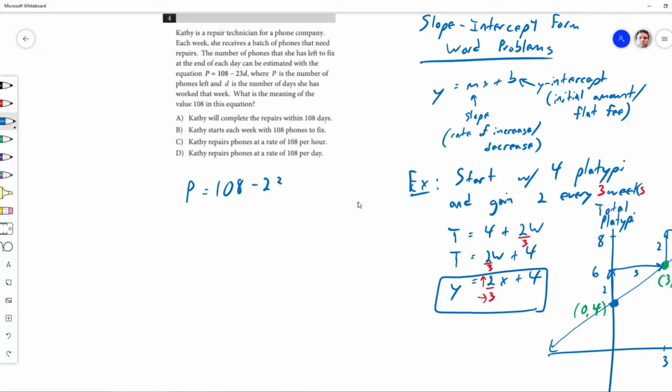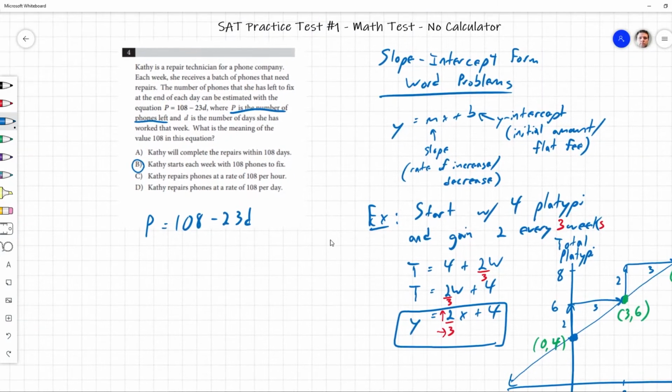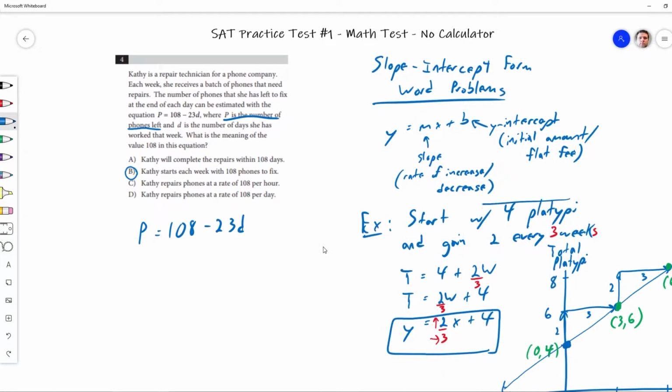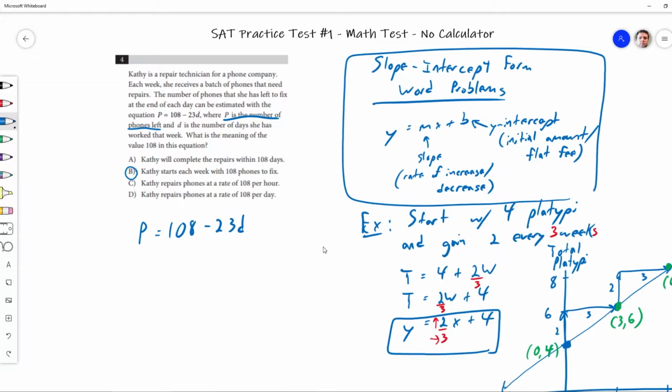Most people look at this problem commonsensically. They're like, okay, P means the number of phones left. And then you notice that the first number is 108. So, like, okay, her number of phones left is 108 minus 23 times the number of days she's been working. So 108 would definitely represent her initial amount of phones, and that would be correct. But you'll want to be able to look at these problems through this lens. Very, very important, because you'll see this constantly.